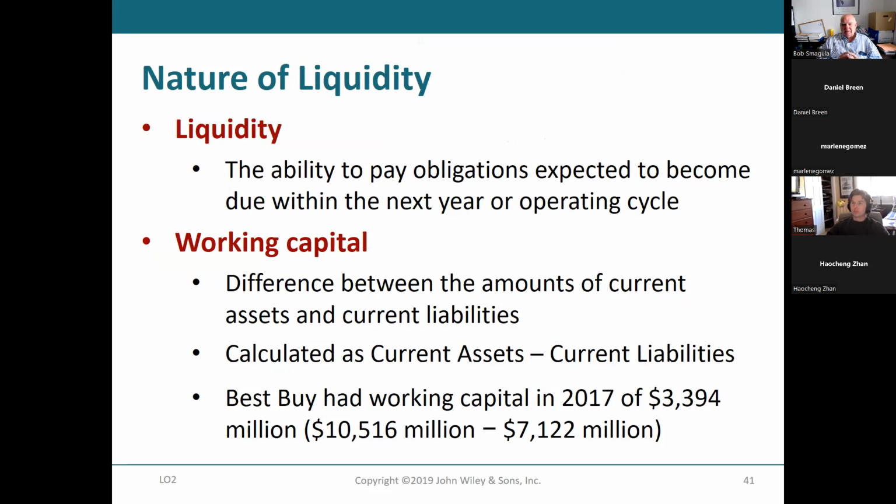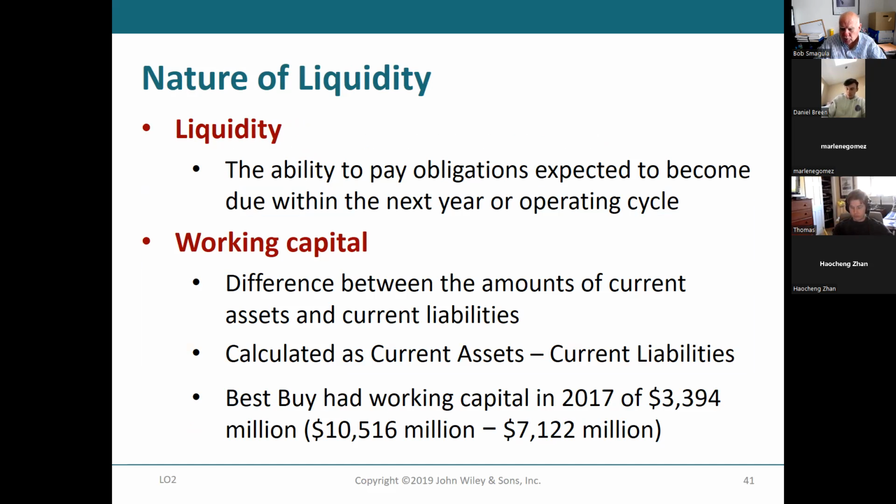Liquidity, the ability to pay obligations that become due within the next year. Here, this is our test of what's called working capital. One of the first things an investor would look at is your working capital, which is calculated as current assets minus current liabilities. So Best Buy had working capital of 3,394,000, huh? 10.516 million minus 7.122 equals 3,394. Working capital. And what that means is if they paid off all of their current liabilities right now, they'd have 3,394,000 left over.